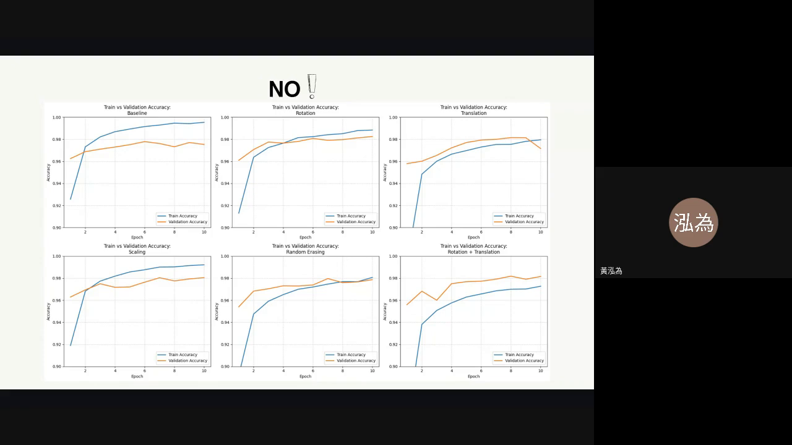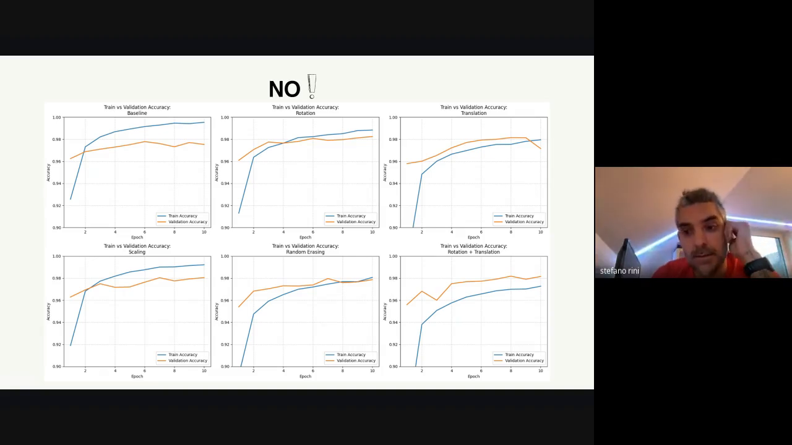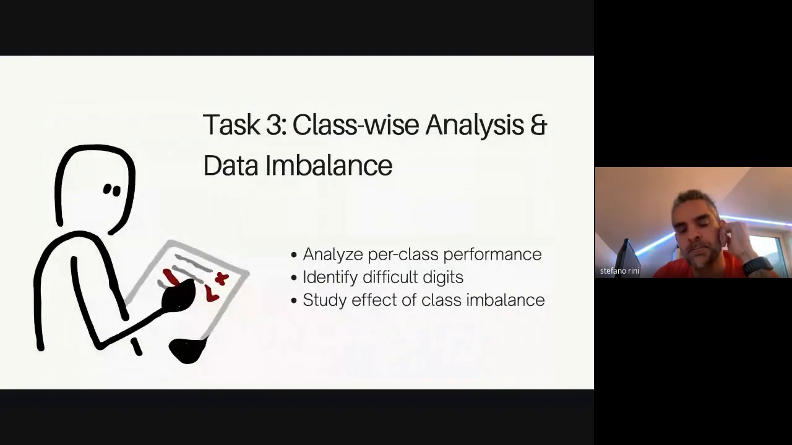In conclusion, our experiments clearly demonstrate that data augmentation is a highly effective regularization technique. By forcing the model to learn invariant features rather than memorizing exact pixels, we successfully reduce overfitting and improve overall generalization. So it's a regularization technique. Okay, just a vocabulary point. Very good. Very nice.